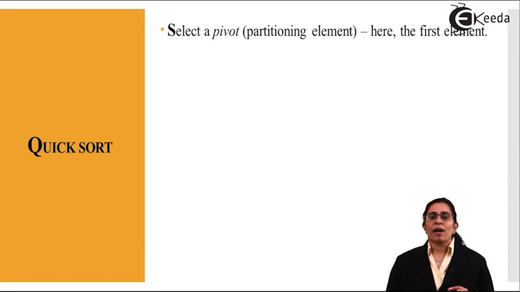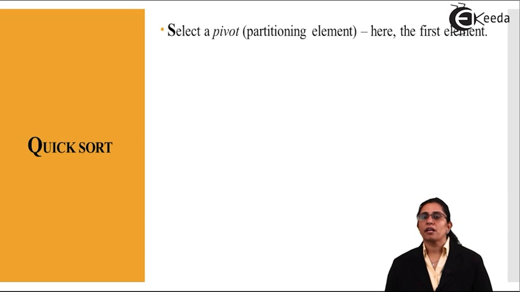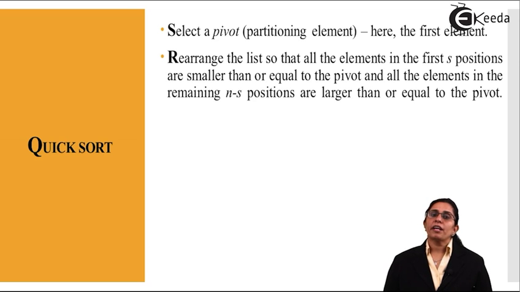Now select a pivot, that is the partitioning element. Here we are taking it as the first element of my list. We are assuming that the first element of my list is the pivot element. Rearrange the list so that all the elements in the first S positions are smaller than or equal to the pivot, and all the elements in the remaining n minus S positions are larger than or equal to the pivot.